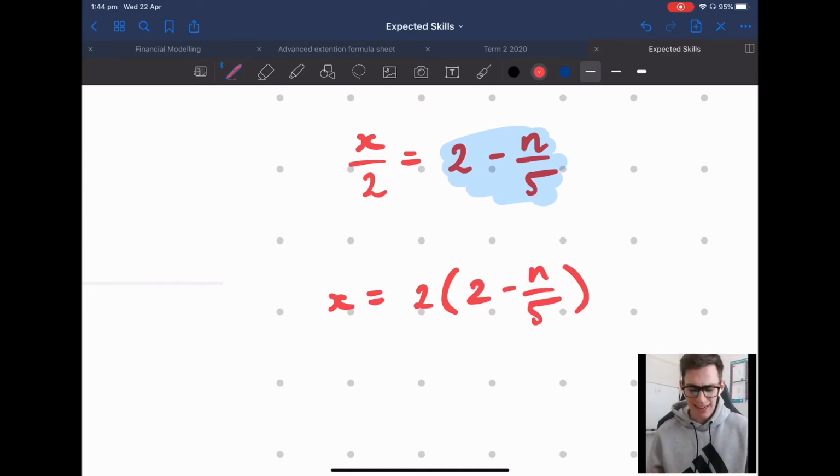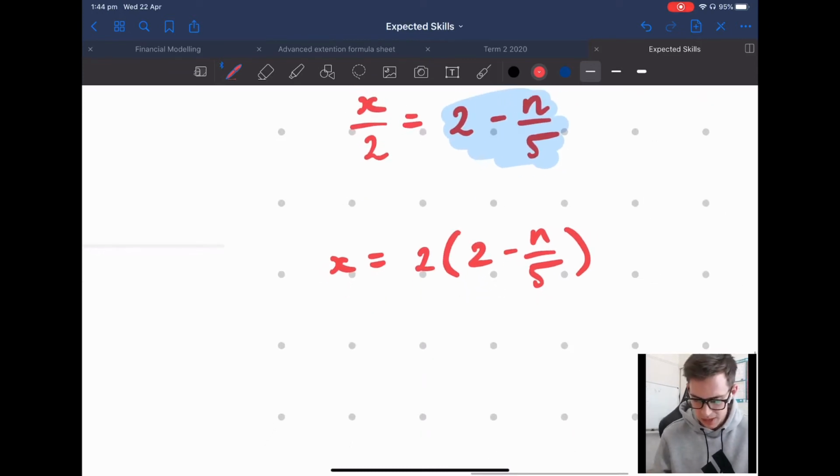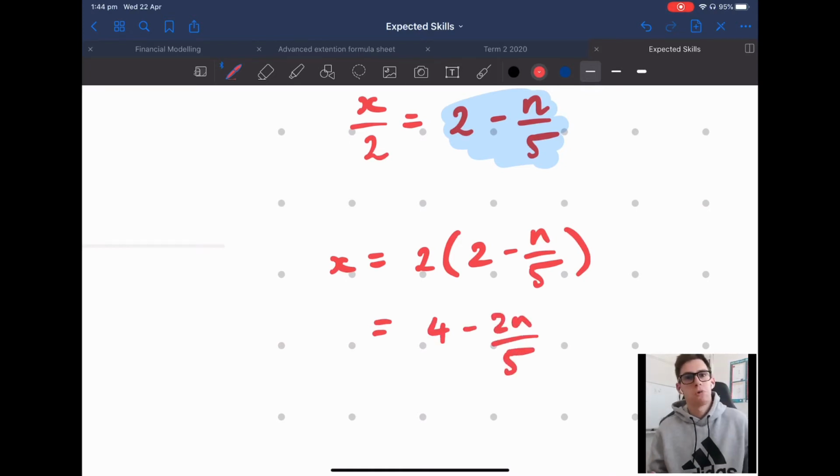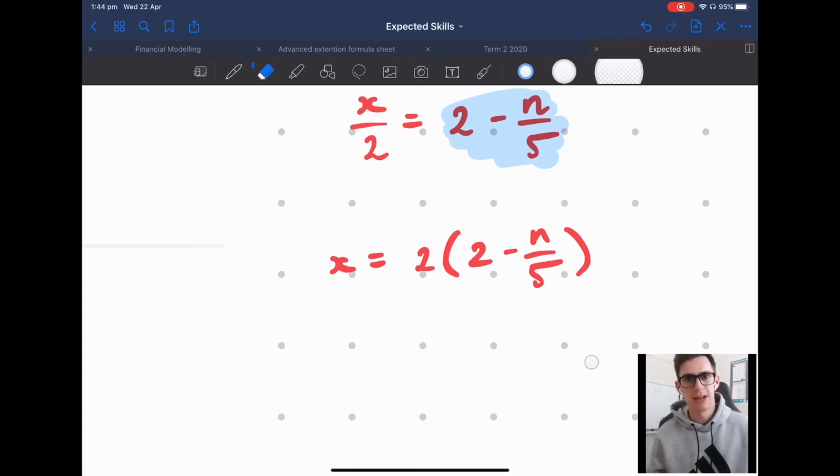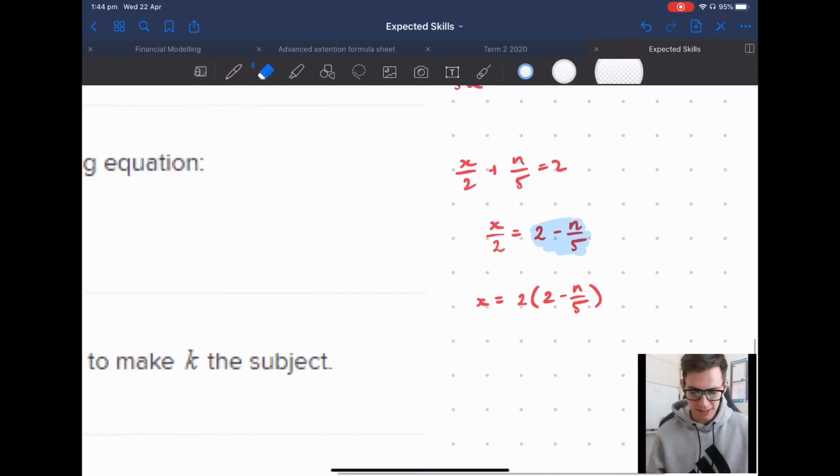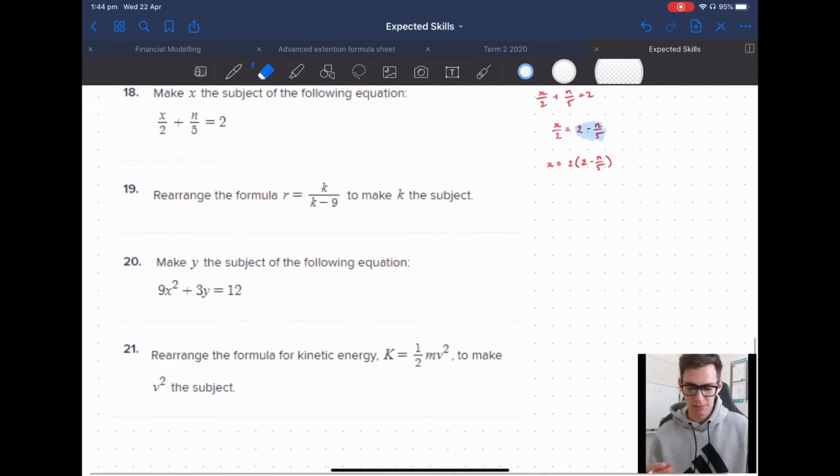And we're done. That's our answer. You could simplify. If you wanted to expand those brackets, you would get 4 minus 2n on 5. Cool. Same thing. Arguably, I think the factorized version there is actually nicer. And that's it. Just be careful with that timesing at the end.